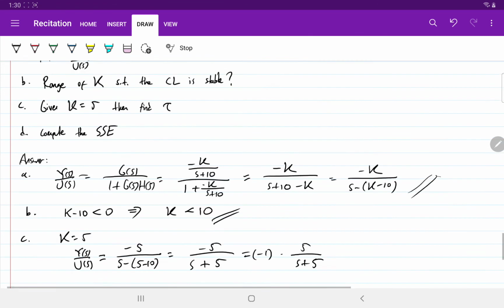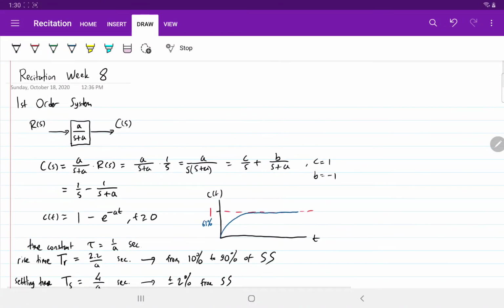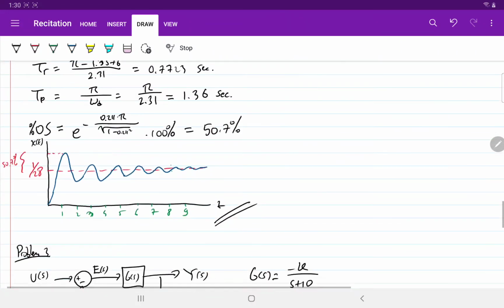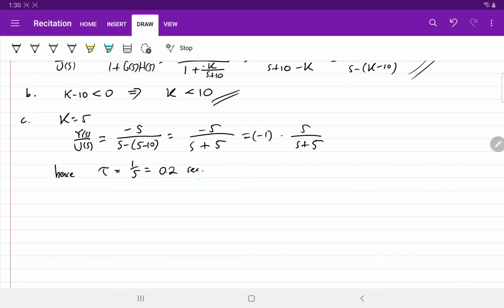So this is the transfer function, and if we compare it to the first order system that we have, which is a over s plus a, then we know the time constant is simply 1 over a. So tau, or the time constant, is 1 over a, which is 1 over 5, which is 0.2 second. Okay. D, last one, what is the steady state error?